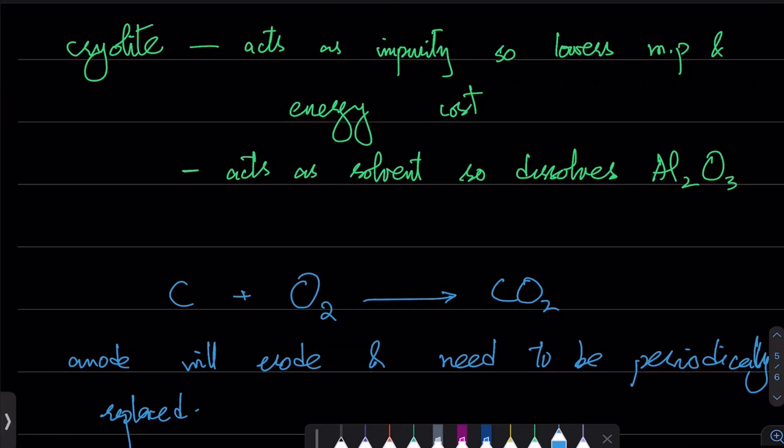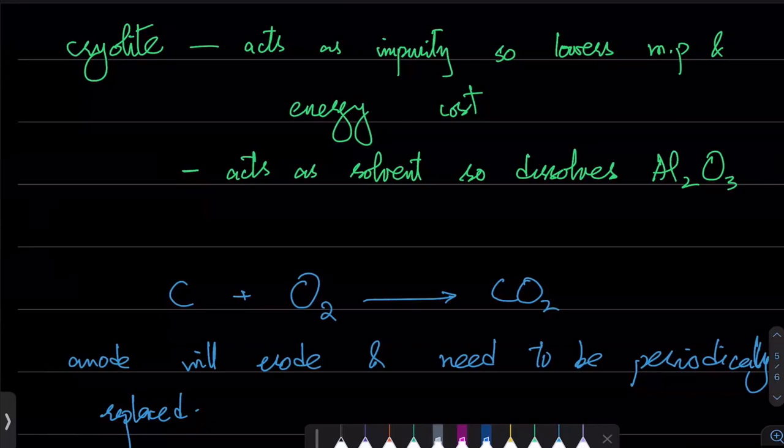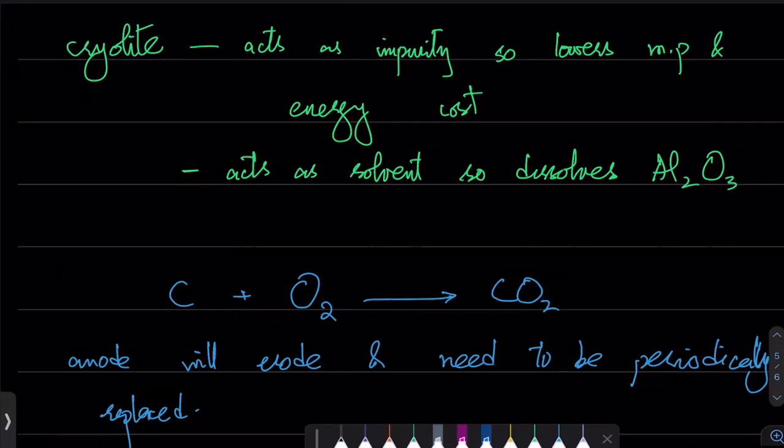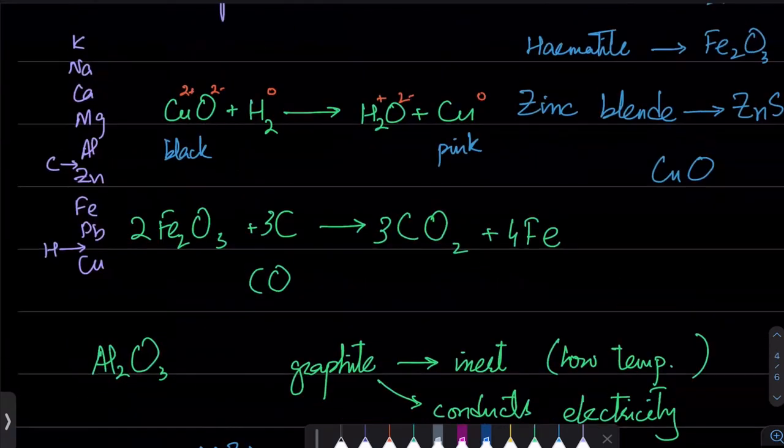So it's a very good process, but this helped us reduce the cost, and this kind of added a complication to it. Nothing we can't handle. We know carbon is a good reducing agent, so it will react with oxygen. Okay, so that's one use of electrolysis: in extraction of metals.